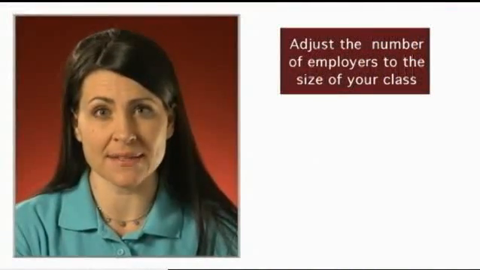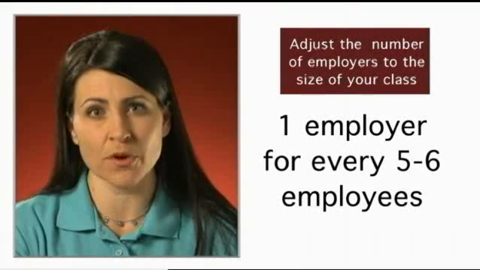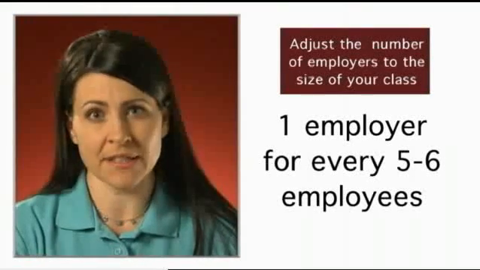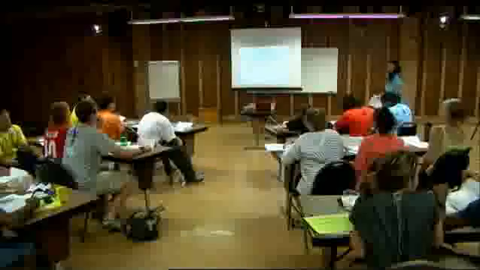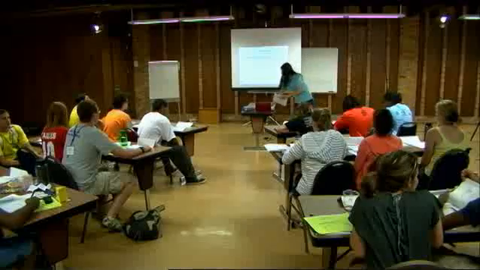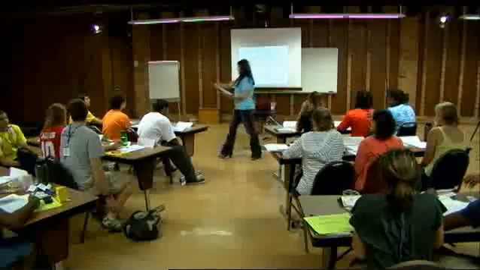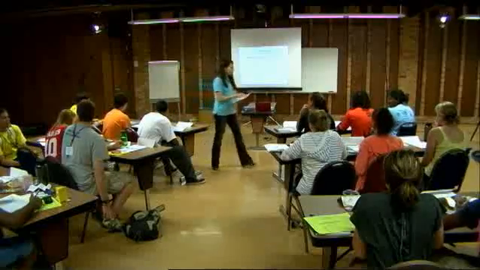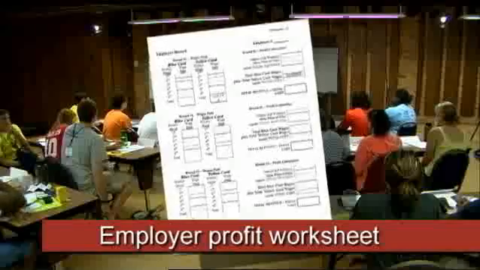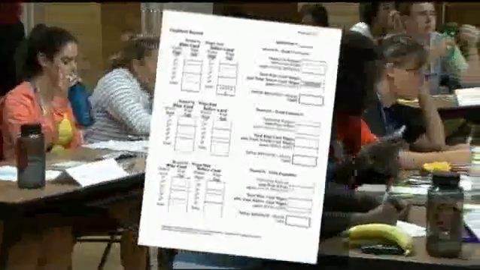You'll need to adjust the number of employers to the size of your class. A good rule of thumb is to have 1 employer for every 5 or 6 employees. This is definitely one of those the more the merrier activities. It works great with large groups, so you may even want to invite another class to participate with you. Employers, you're going to get a sheet that you're going to calculate your profits on. Give each employer an employer profit worksheet and give them some time to work through it while you walk around and answer any questions they might have.